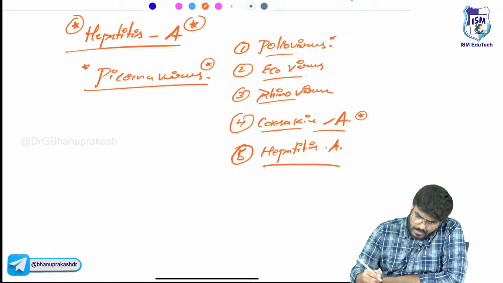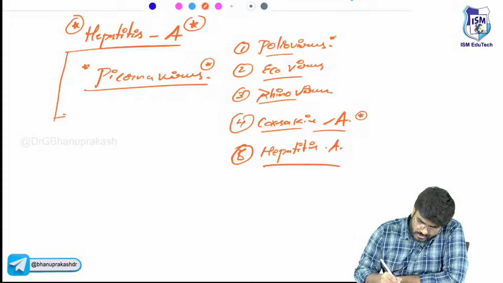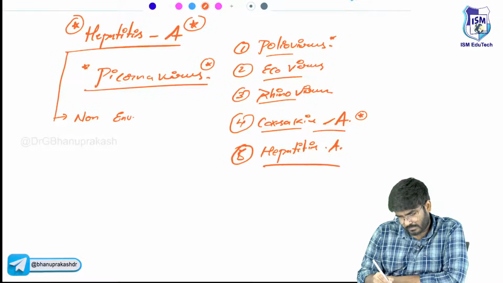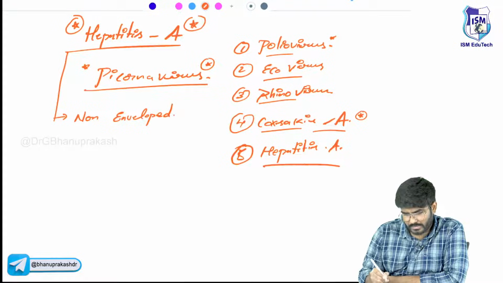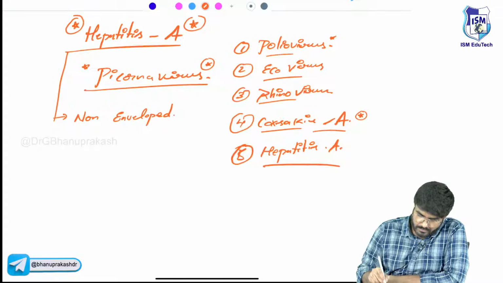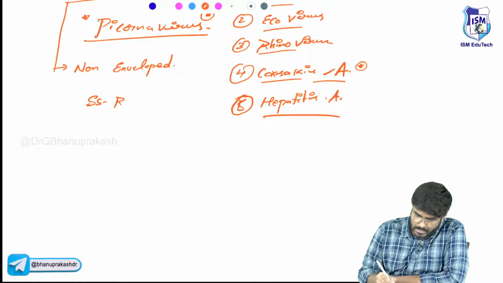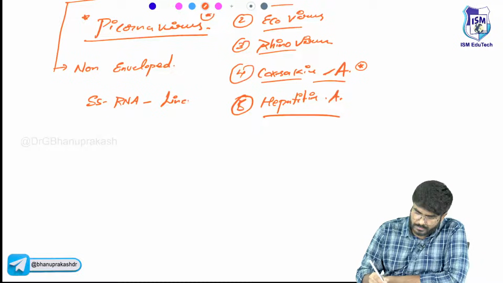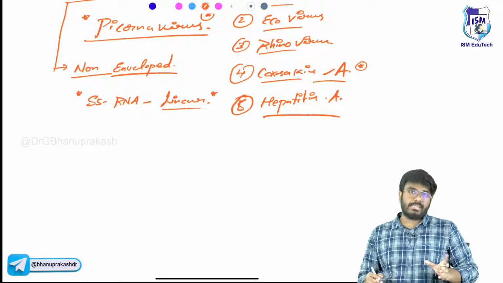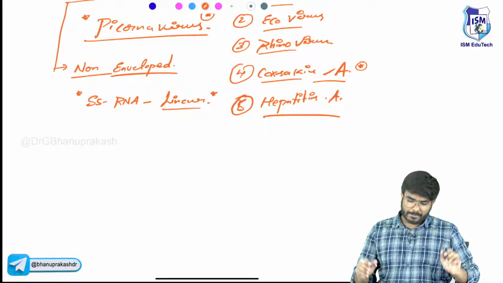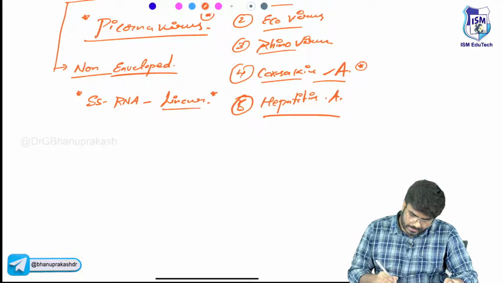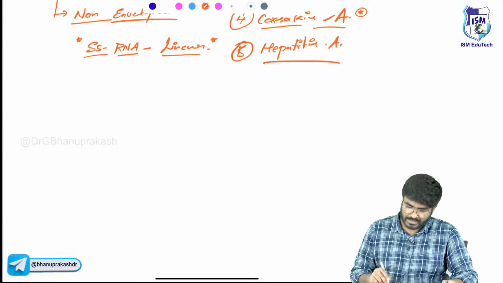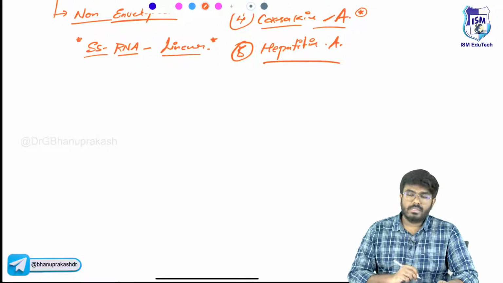Now let's talk about the important points about the hepatitis A virus. It's a non-enveloped virus with ssRNA, and linear shaped. Linear, not circular. So it's a non-enveloped, linear ssRNA virus. It does not have DNA; the genetic material is RNA.